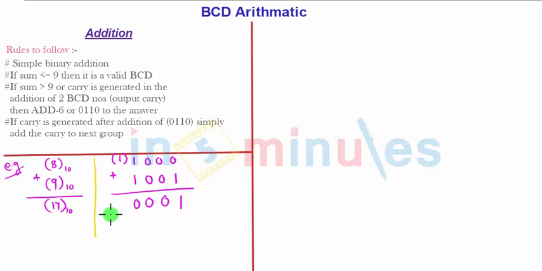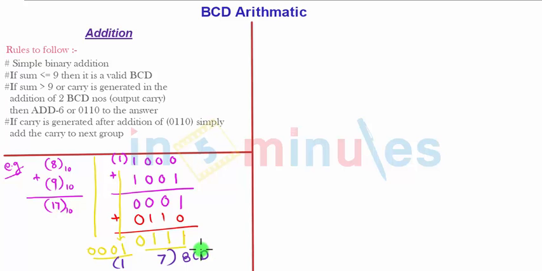So you will add 6. I will add 6 to this answer, that is 0110, and the answer will be 1110, and this carry will be taken as it is here, and it is completed in the 4-bit format. So this is 1 and this is 7, so your answer is 17 in BCD format. So this is example number 1.